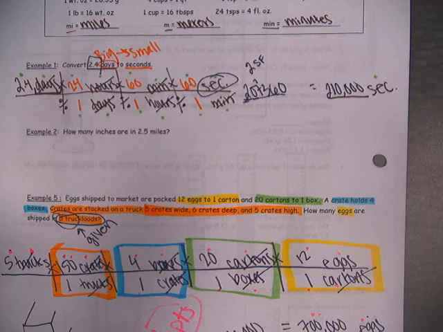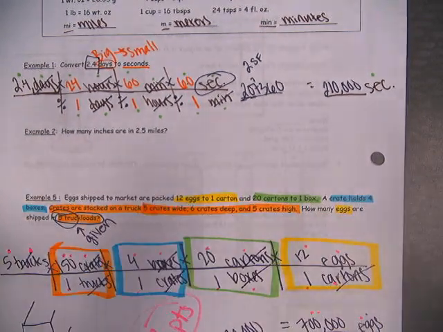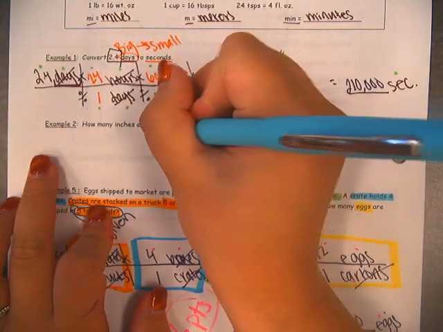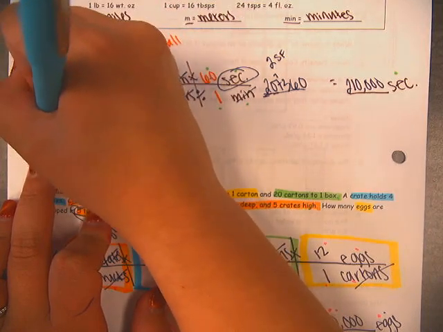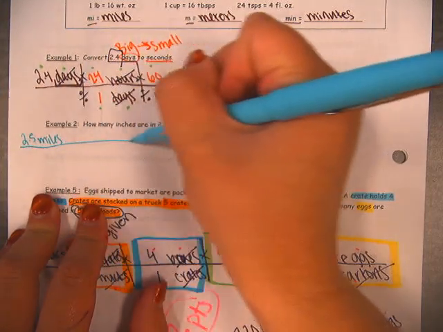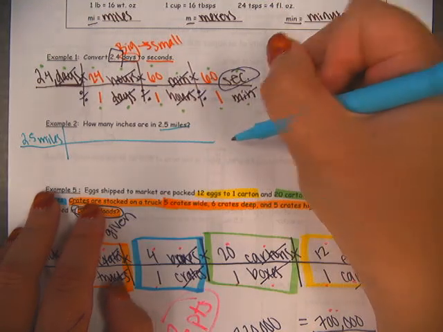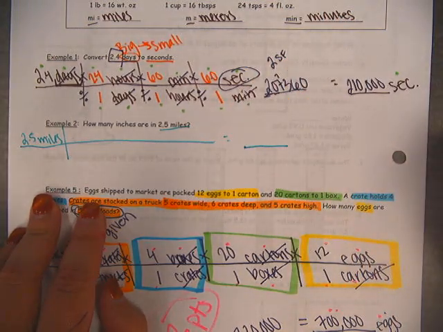All right, on example 2, several of you took different approaches, so I'm going to do both of them in 2 different colors. That way you can kind of compare. Either way, you're starting with 2.5 miles as you're given. So 2.5 miles. You'll know that you're done when you're in what unit? Inches.